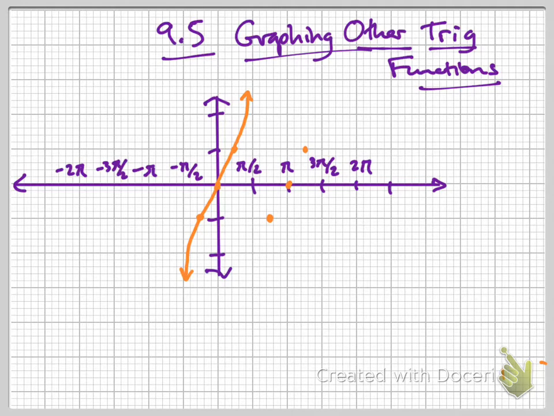It's going to look something like this. And again, at 2 pi, we would have it again. And we would have the same thing here at negative pi.